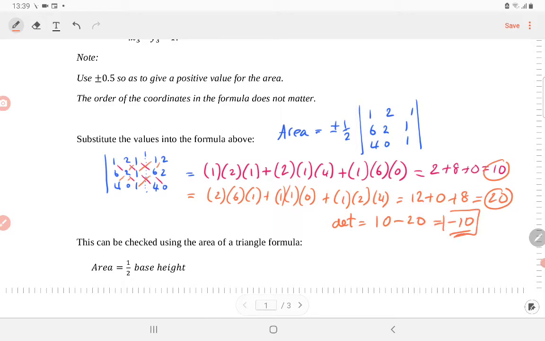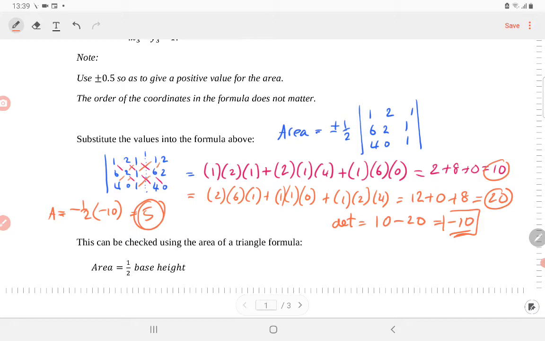That's your determinant. Okay, but your area will be half. Now notice your det is negative, so we have to use negative a half times negative 10, which will give us 5. So the area of this triangle is 5.